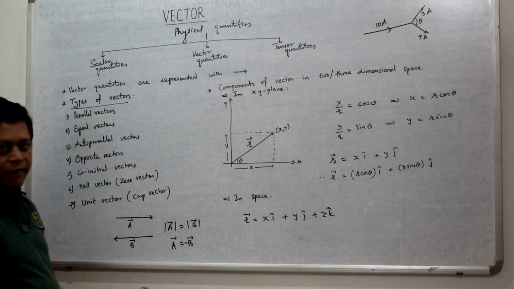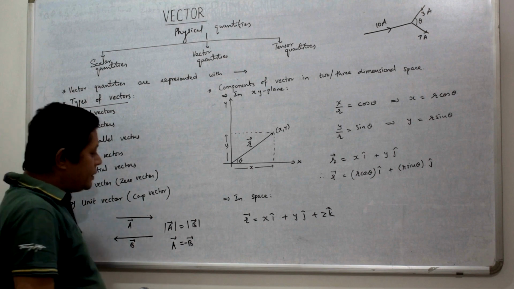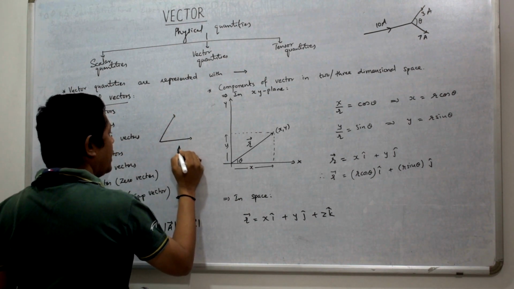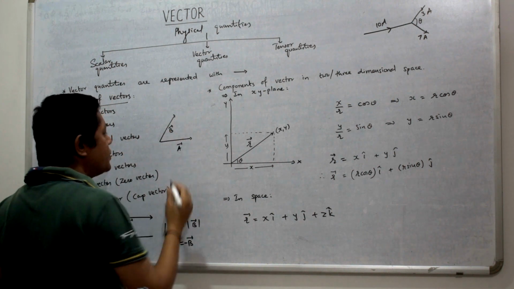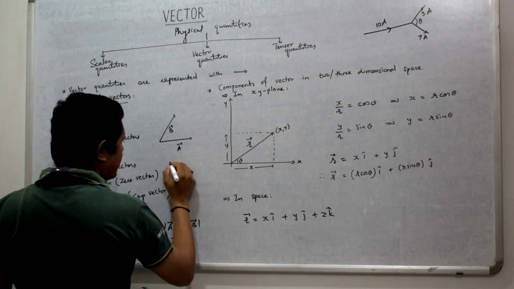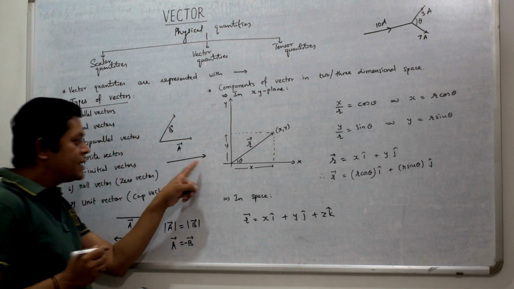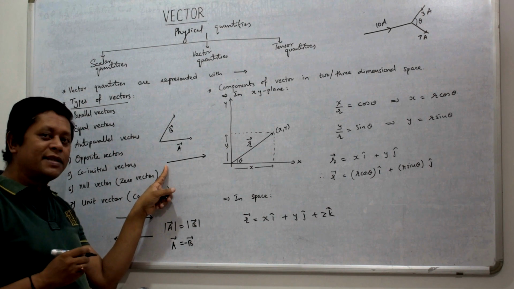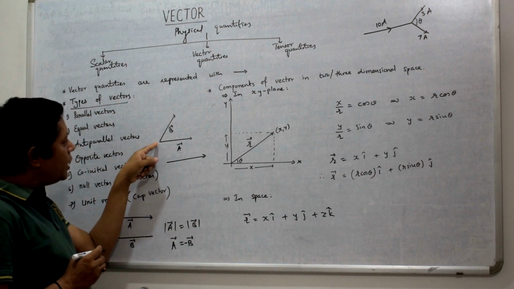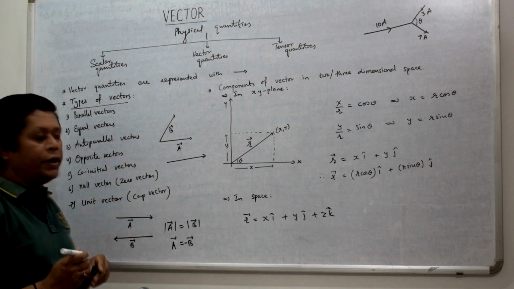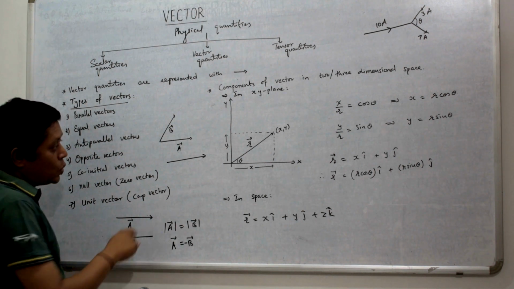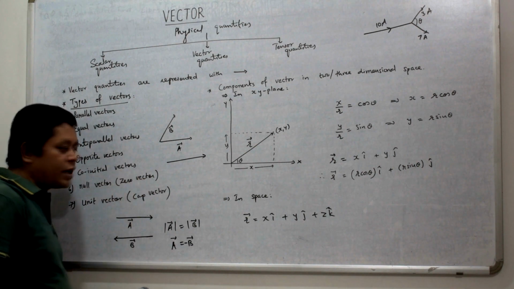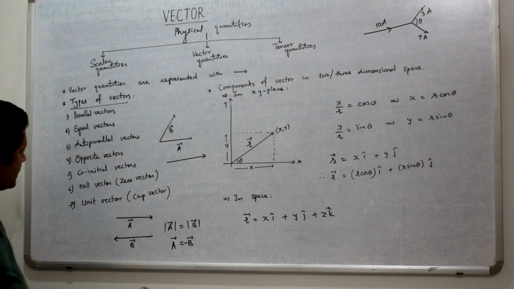Another is co-initial vectors. If two vectors have the same initial point, let's say vector A, vector B. See, when we represent any vector quantity, the arrow is called the head and this is called the tail. So if the tails of the two vectors are at the same point, or you can say the initial points are the same, then these two vectors are called co-initial vectors.